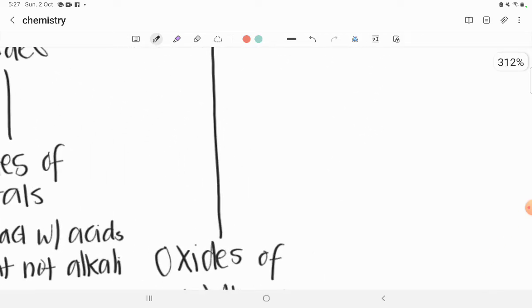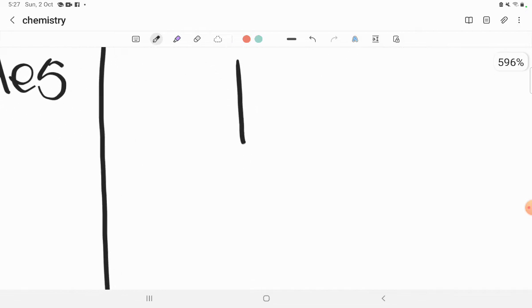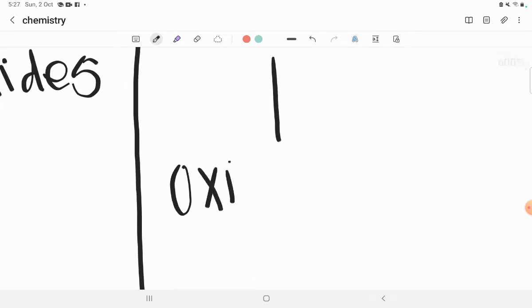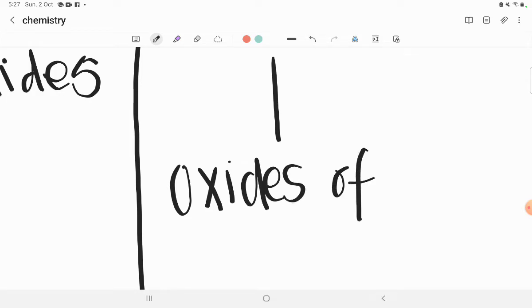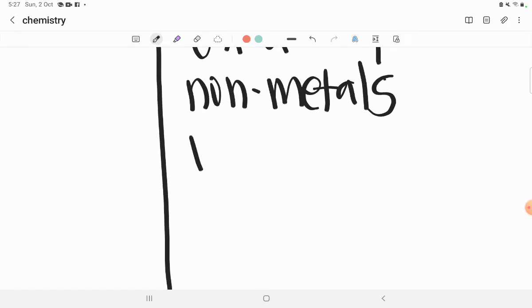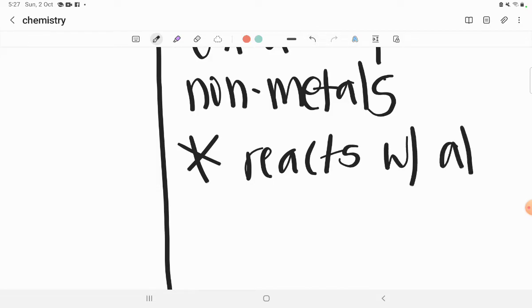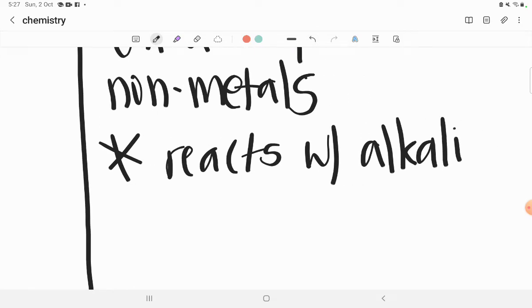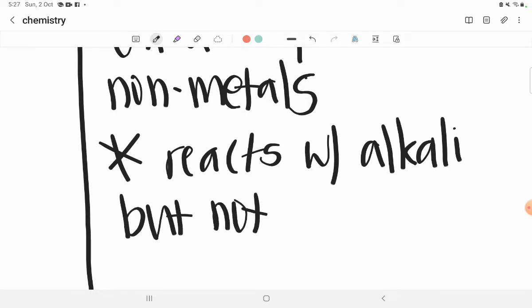Okay, acidic oxides. These are, similarly to basic oxides, oxides of non-metals. We generally do not discriminate. It can be any non-metal. This one reacts with alkali but not acids.